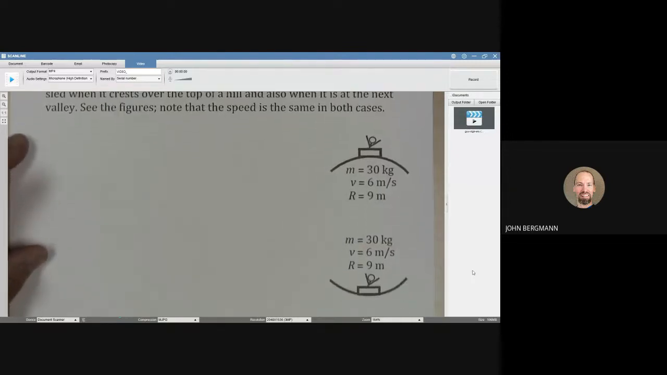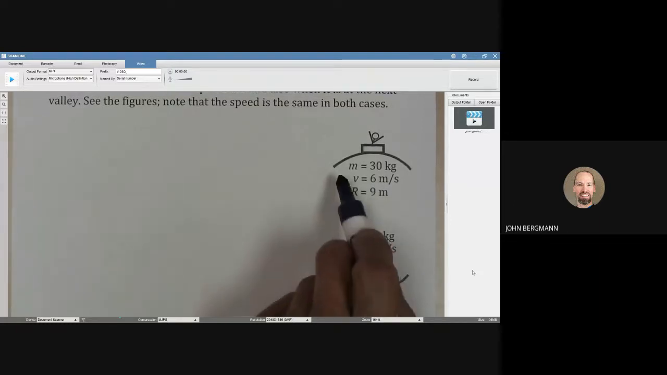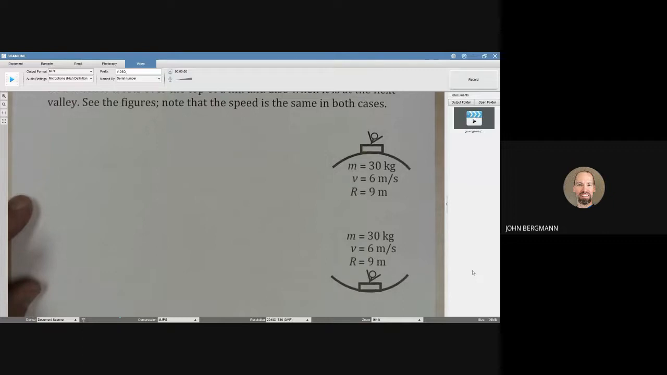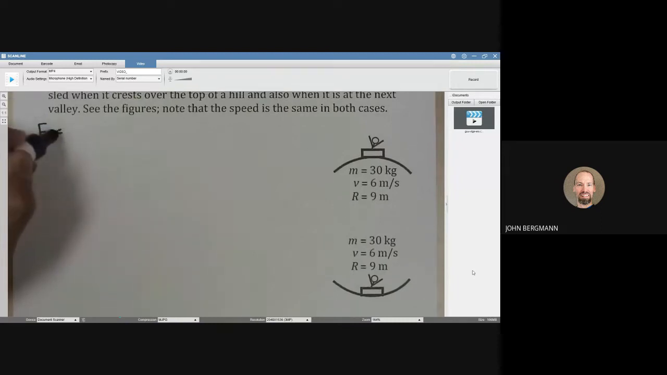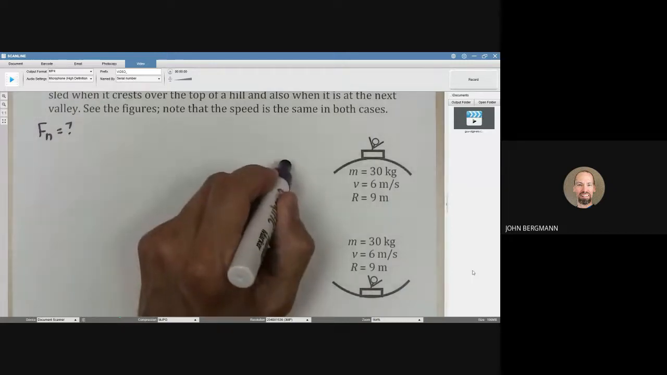We've got a child on a sled, and the sled is going over a snowy hill here, and then it's at the bottom of a valley right there. We want to know the normal force on the sled when it crests over the top of the hill. What's the normal force? Very often, when we're asked to find a force, it's probably a good procedure to draw a free body diagram. Let's do that.